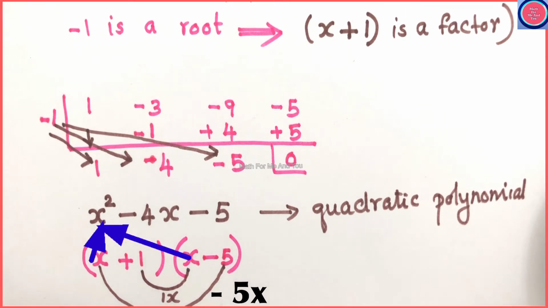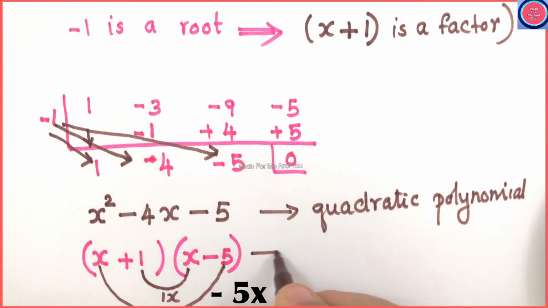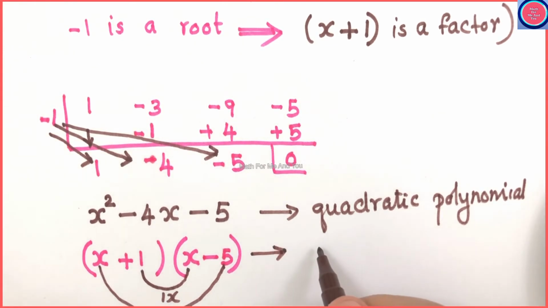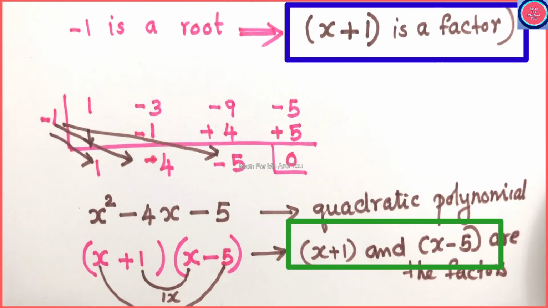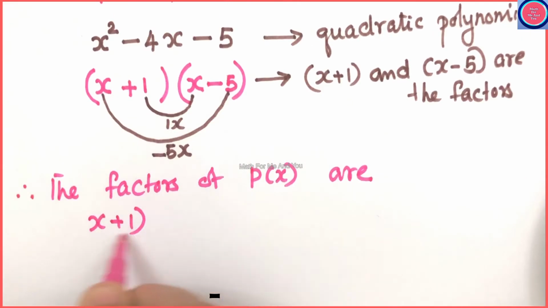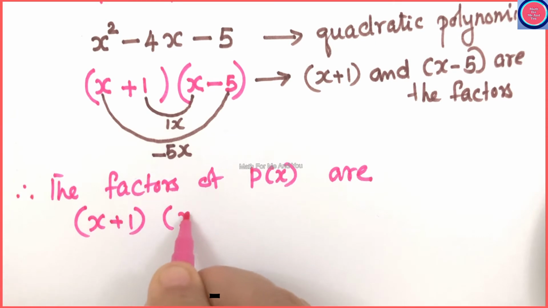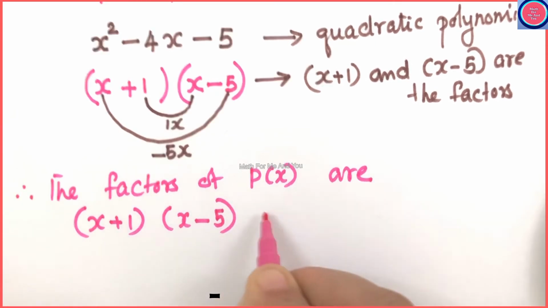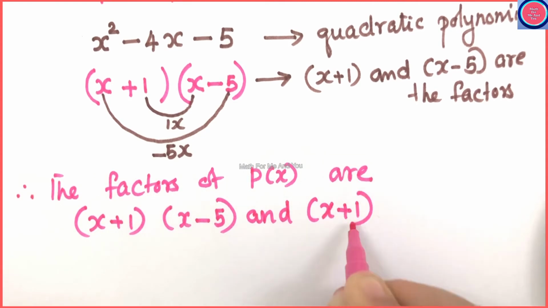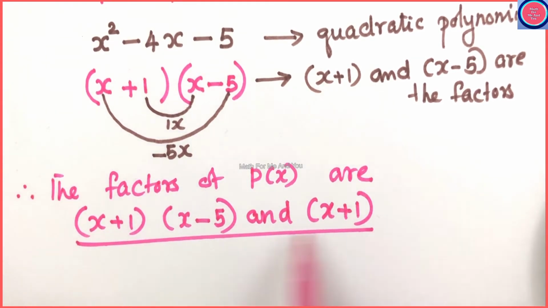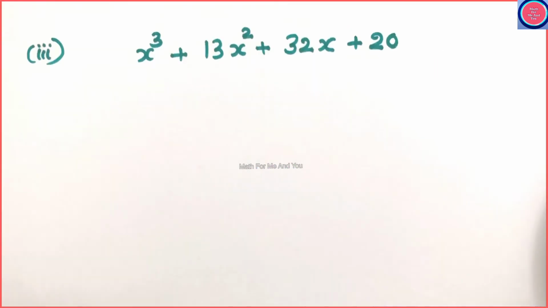X times x is x square. 1 times minus 5 is minus 5. 1x and minus 5x together we get minus 4x. So the factors are x plus 1 and x minus 5. Already we have got x plus 1 as a factor. Now we are getting two more factors, x plus 1 and x minus 5. Combining, we get the three factors of the cubic polynomial p of x. So the factors of the polynomial p of x are x plus 1, x plus 1 and x minus 5.